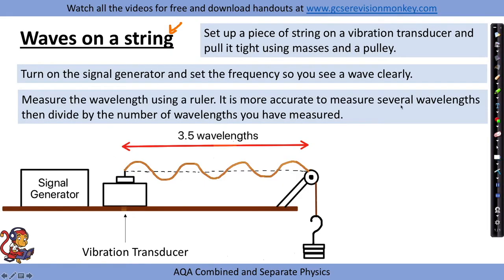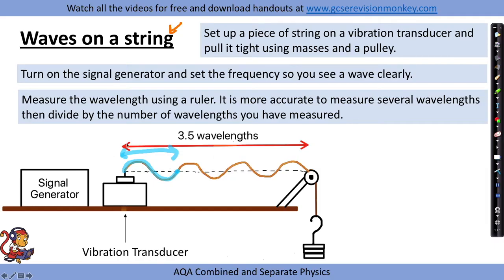It is more accurate to measure several wavelengths, then divide by the number of wavelengths you have measured. So this would show one complete wavelength where it goes up, down and back again to the same position. That would be one wavelength. So you could well get a ruler and just measure one wavelength like so. But to increase the accuracy, you could measure a bigger distance and divide by the number of wavelengths there are.